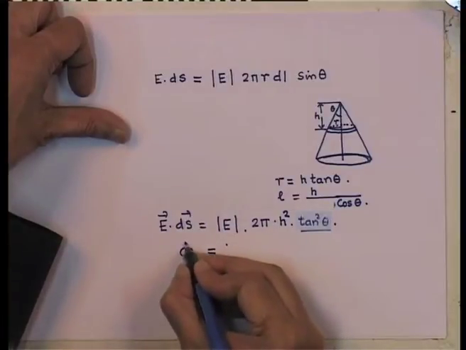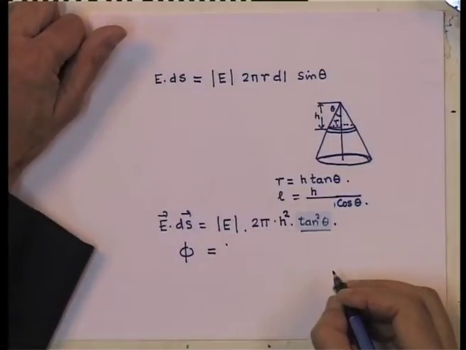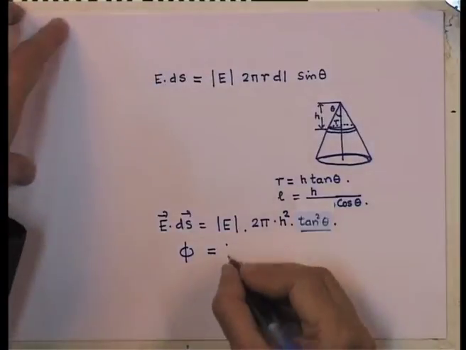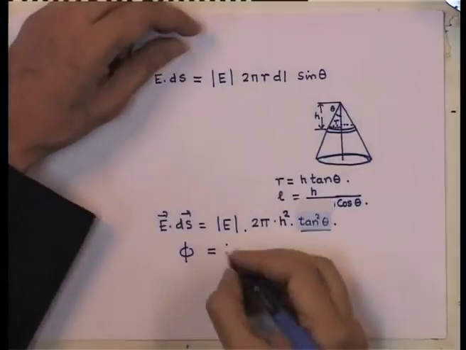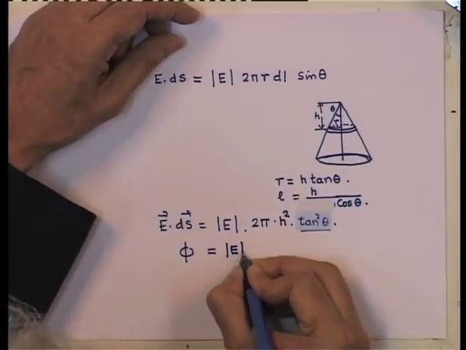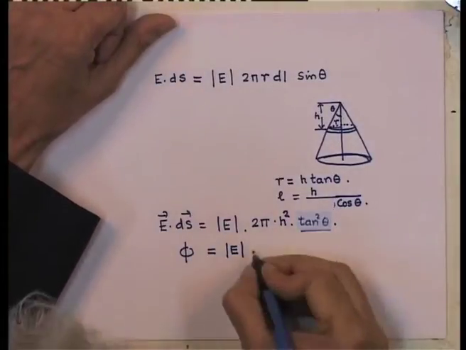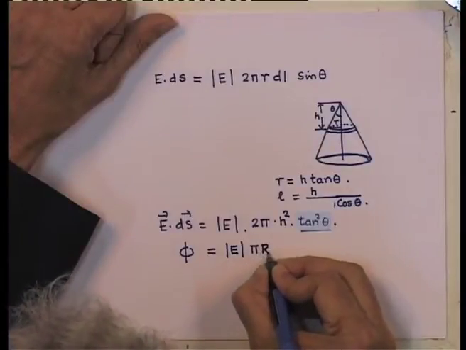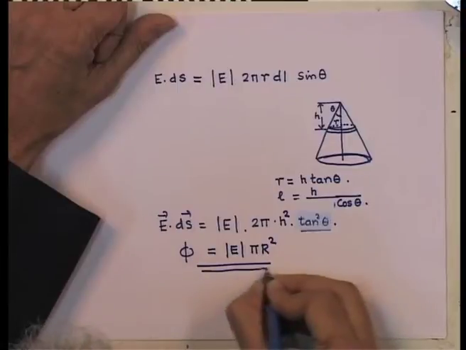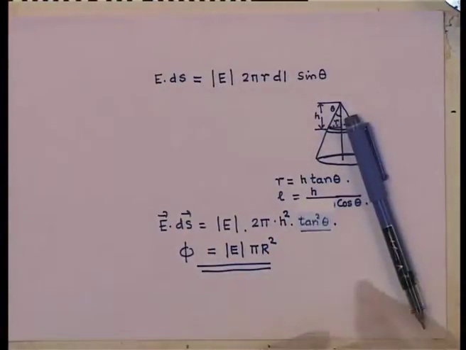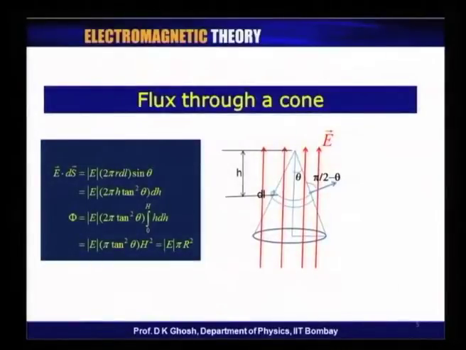So, what is my flux phi? I have to only integrate this quantity there. So, after integration, I get magnitude of E times, if you do it properly and put in the relationship as we have done in the slide, pi r square. This is the flux through a cone, but then I already knew the answer, that if the amount of flux that is getting in is E times pi r square, the amount of flux which is going out should also be E times pi r square.